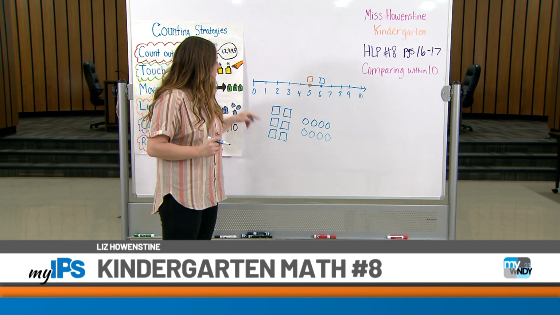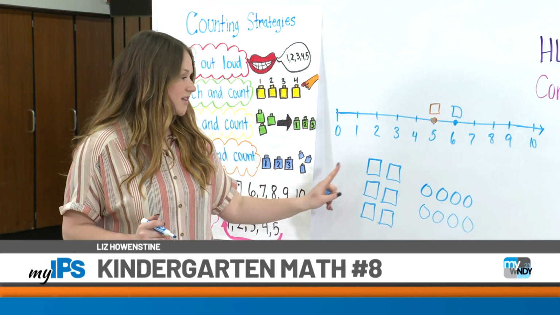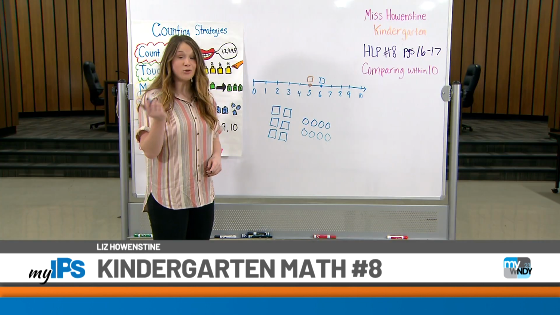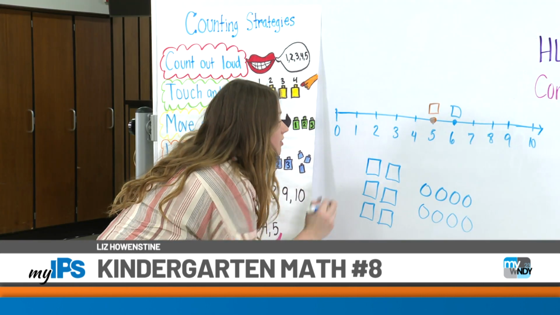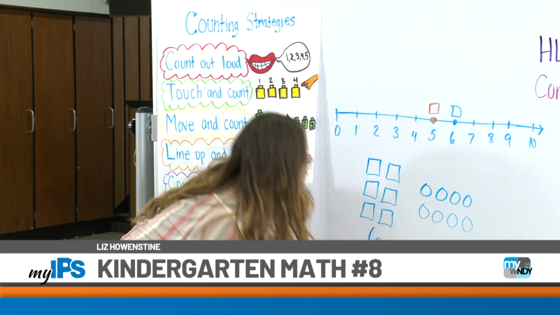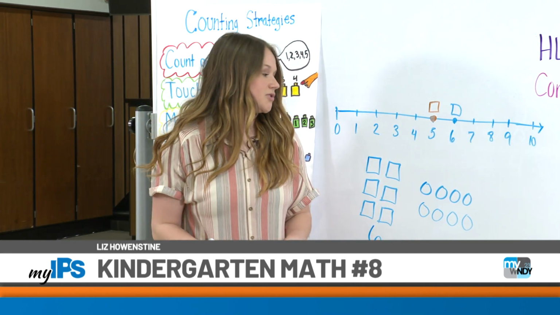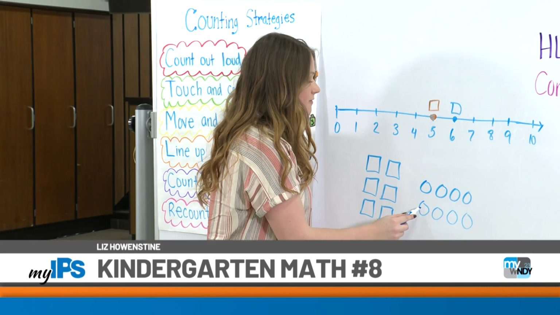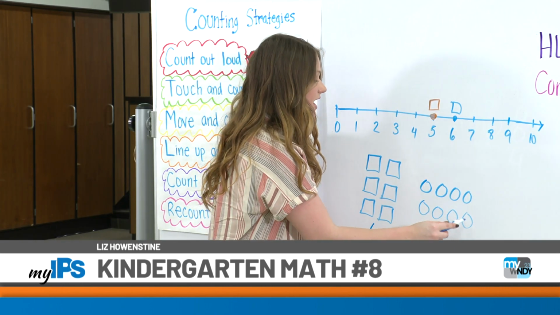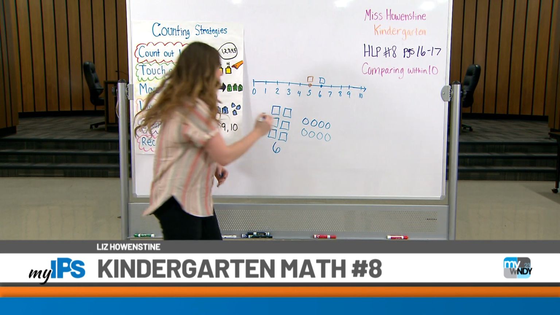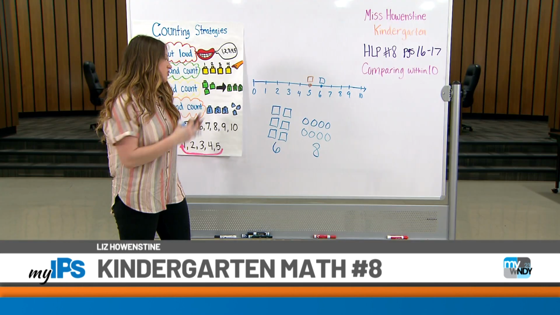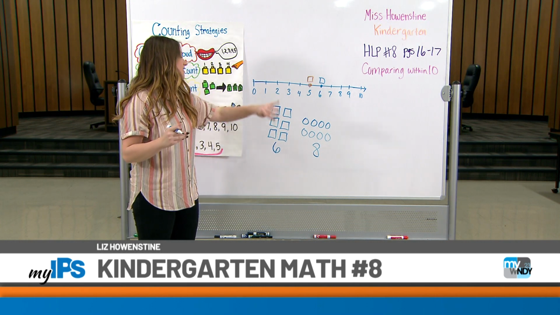So if I look at these, we are going to count. 1, 2, 3, 4, 5, 6. If it helps you, you can write the number underneath the group. So this is 6. There's 6 squares. Let's count the circles. 1, 2, 3, 4, 5, 6, 7, 8. There's 8. Okay, so we have 2 numbers and 2 groups. We need to see which group is the smallest.